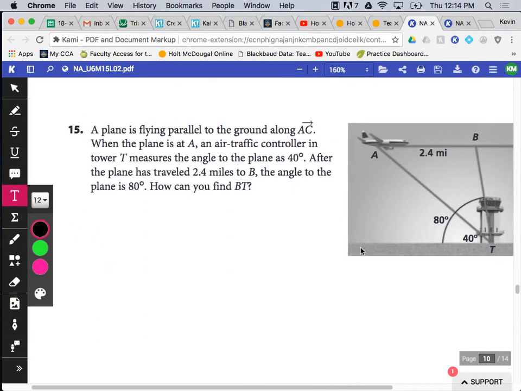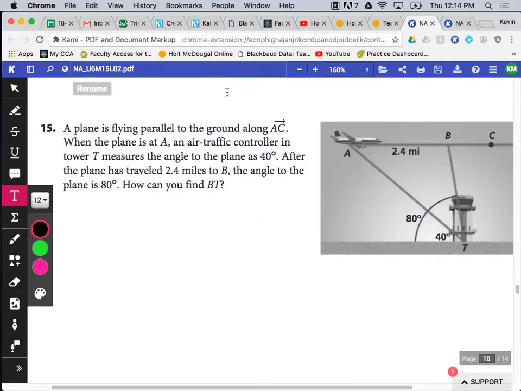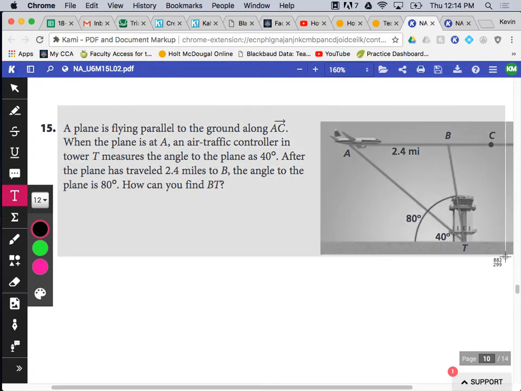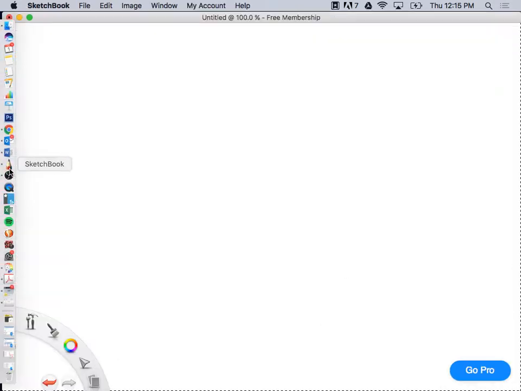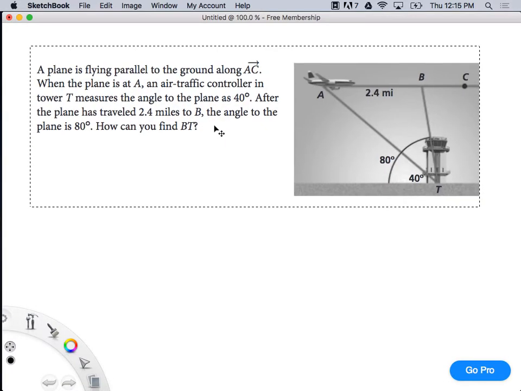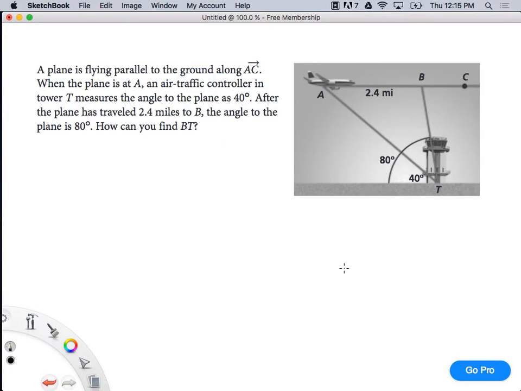Whoa, spooky. Okay. A plane is flying parallel to the ground along AC. When the plane is at A, the air traffic controller at tower T measures the angle as 40 degrees. After the plane has traveled 2.4 miles to B, he measures it at 80 degrees. How can you find BT?